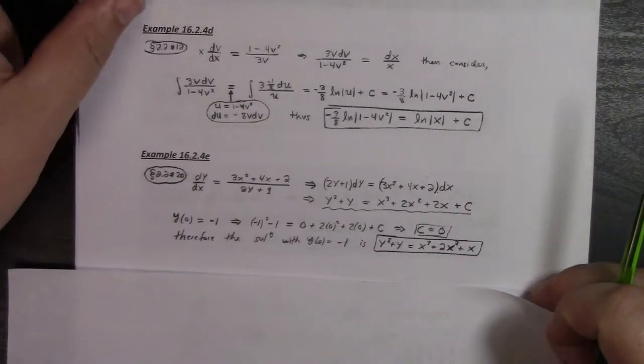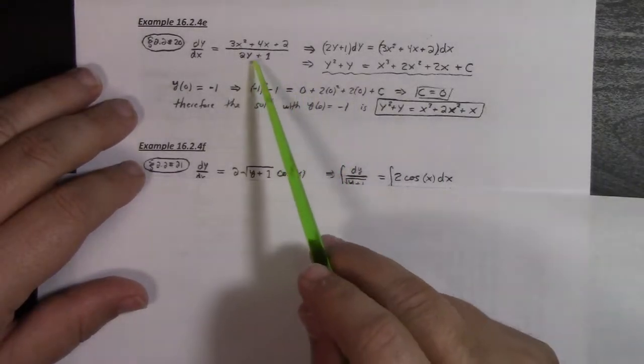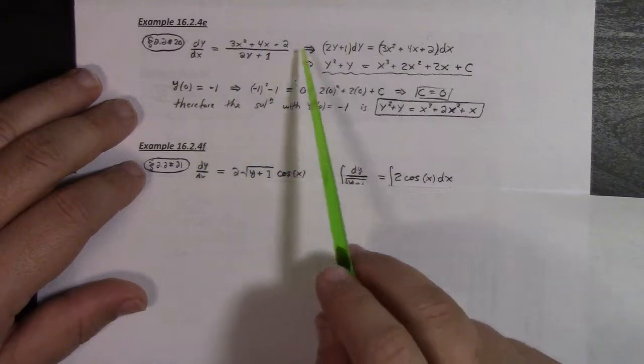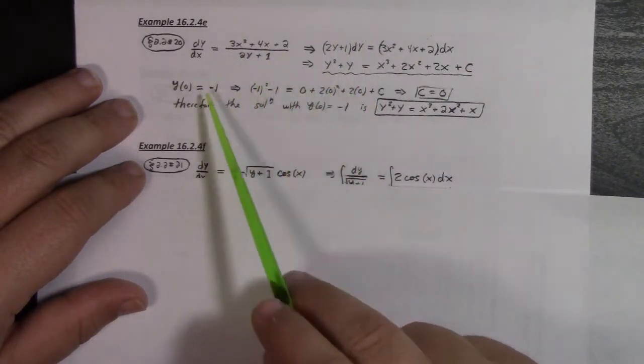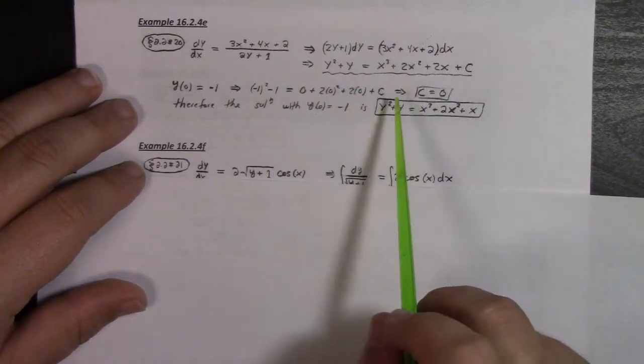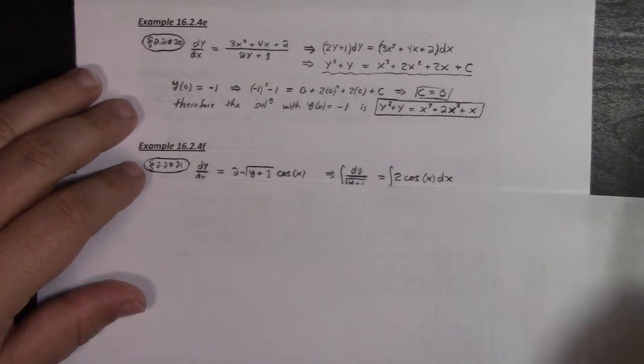All right. This one came with an initial condition. Again, separate, integrate, and then we plug in the data, which was y of 0 was minus 1. And so plug that in there and see what it tells me. It tells me c is 0 as it happens. So there's my implicit solution.